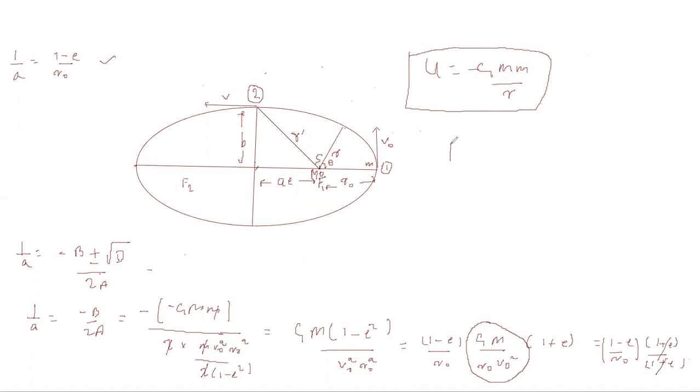Now we know that F is equal to minus of dU over dr for a conservative force field, and gravitation is a conservative force field if we assume it to be inverse square law force. So we can differentiate this and we'll get G M M over r square. So that's Newton's law of gravitation. So it is verified. It is proven rather. Okay, thank you.